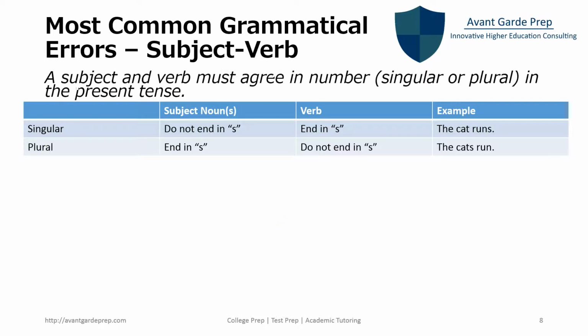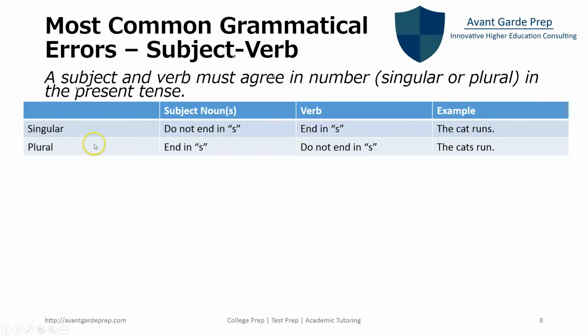Okay, the next thing that you need to know is subject-verb agreement. Obviously the subject and the verb must agree in number, and we mean singular or plural, for the present tense. I put this chart together to help you. A singular subject will not end in an S, but a singular verb will. Like in the example, the cat runs. Our subject, cat, has no S because it's singular, but the verb that goes with it, runs, has to have an S on the end.